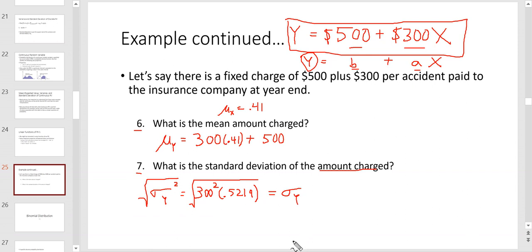And that is how you get the mean and standard deviation or variance of a linear function of a random variable. And by the way, the results that we had on the previous slide go for both continuous and discrete.